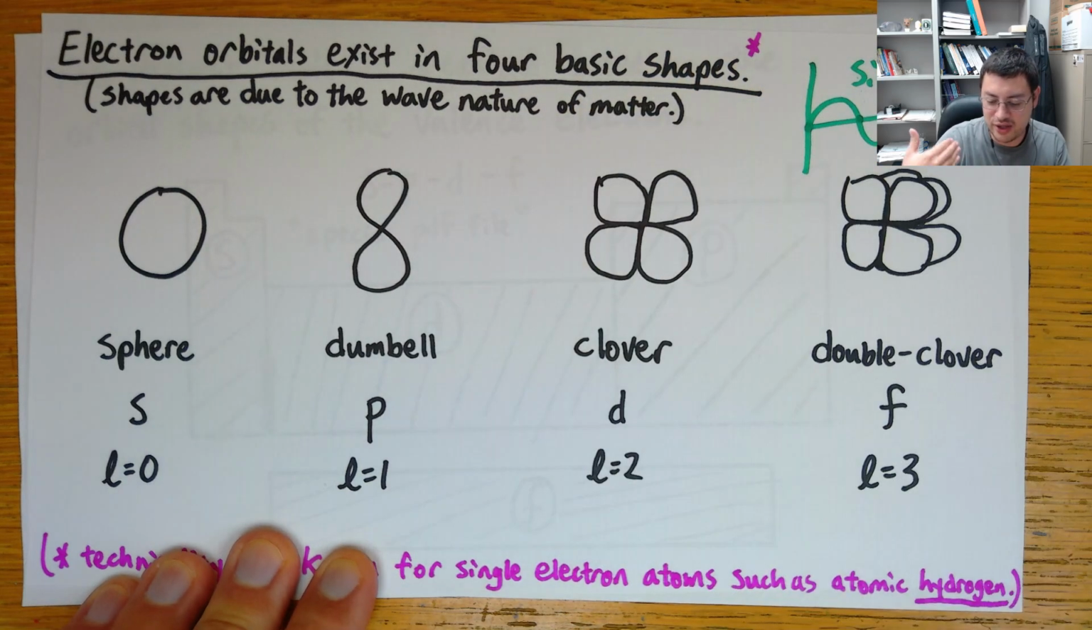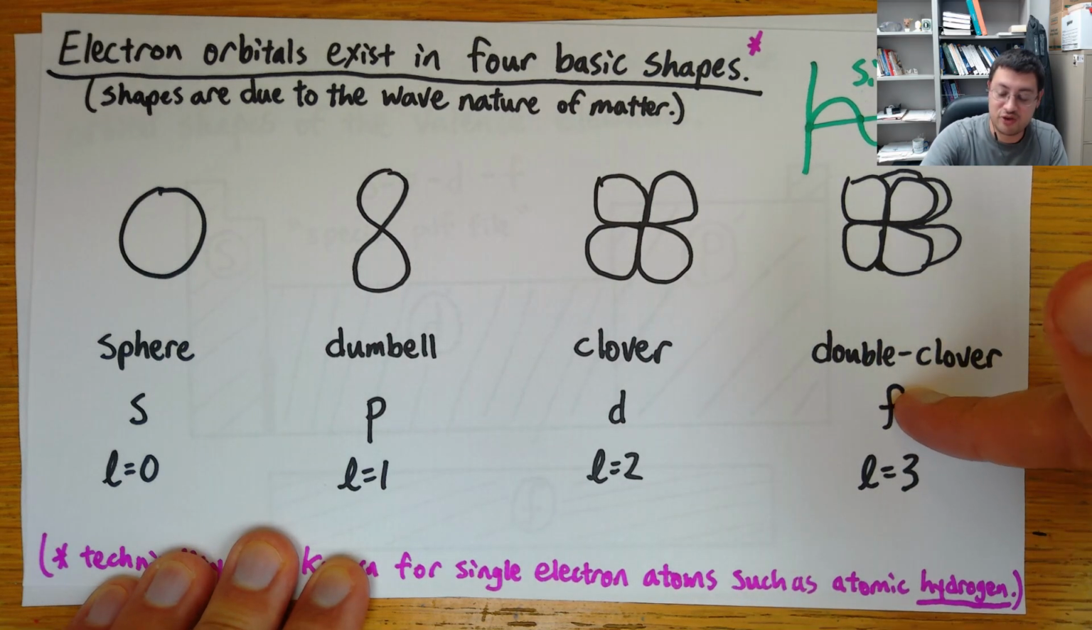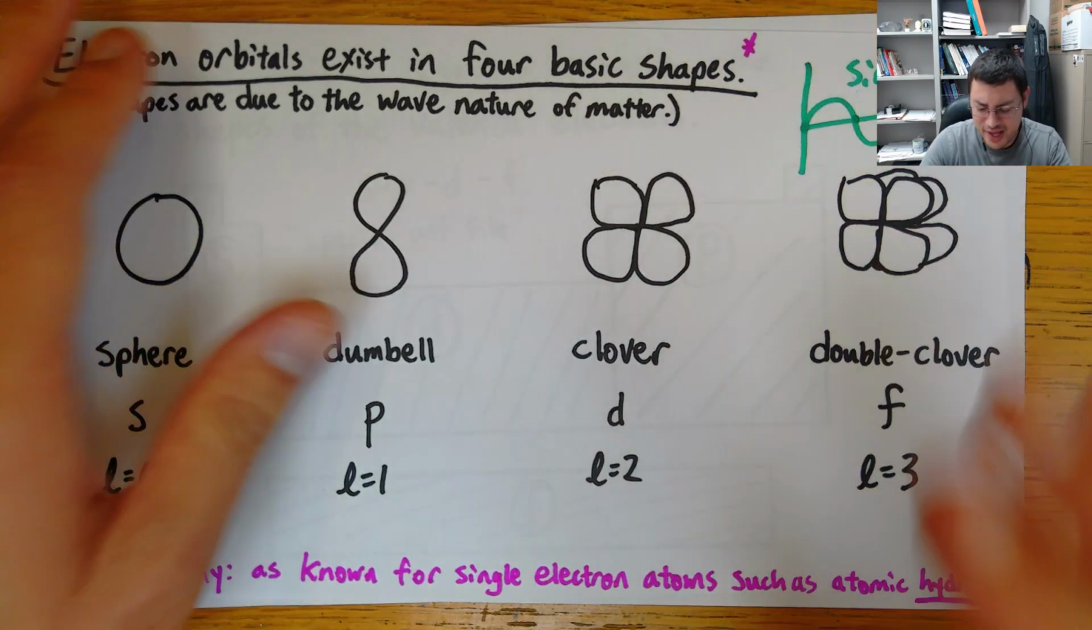Now, I used to be a uranium chemist, and so I had to deal with F electrons a lot. So I like to draw those. I wouldn't put that on the test. That's hard enough for me to draw.